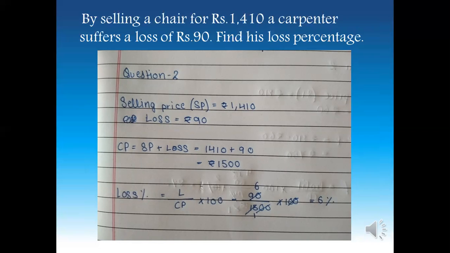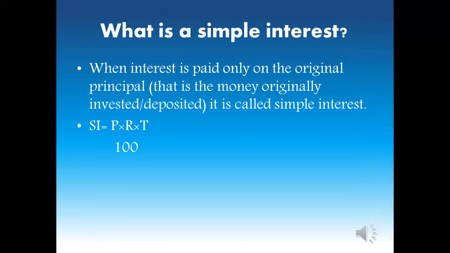Now let's move on to simple interest. What is simple interest? When interest is paid only on the original principal, it is called simple interest. Now here we read a term called principal. Now, what is principal? It's obviously not the head of a school, right? Principal here in interest and mathematical terms is the money originally invested or deposited. Okay, now the formula of simple interest is principal into rate into time upon 100. So now we can write it in short, which is P into R into T upon 100.